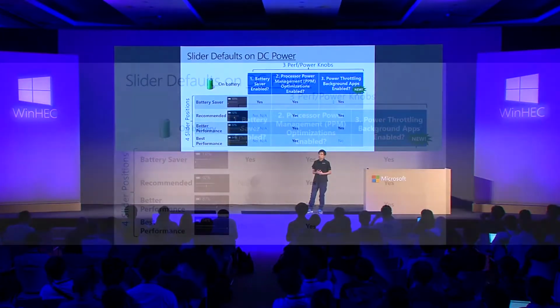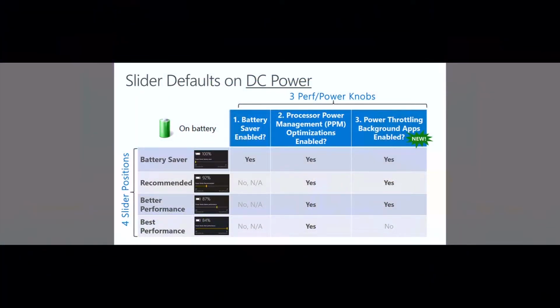So let's review which power or perf knobs are engaged or enabled on various slider positions when the device is on DC power. The key takeaway here is, first, all the 3 perf or power knobs are enabled when the slider is on the battery saver position. Second, the PPM and power throttling is enabled on both the recommended and better performance slider positions. Third, only the PPM optimizations are enabled in the best performance slider position.